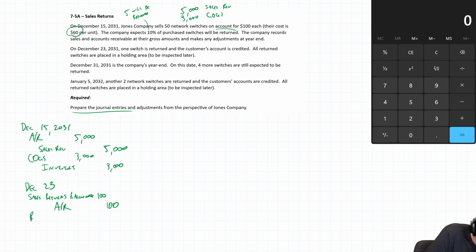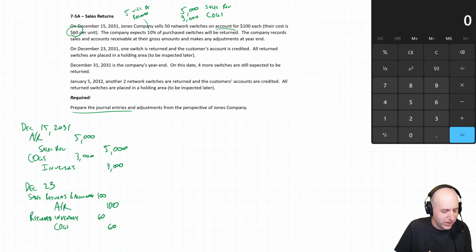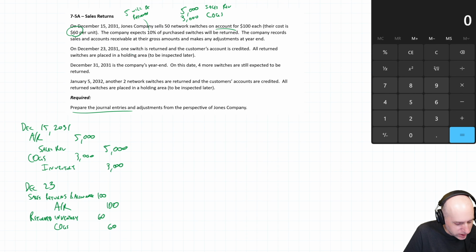We debit an account called returned inventory. This is our 'let's look at this a little later' account. We think it's $60 worth of inventory when it comes back. The credit here is to COGS. Why? Because the inventory is not sold anymore. So there we go: debit returned inventory, credit COGS.